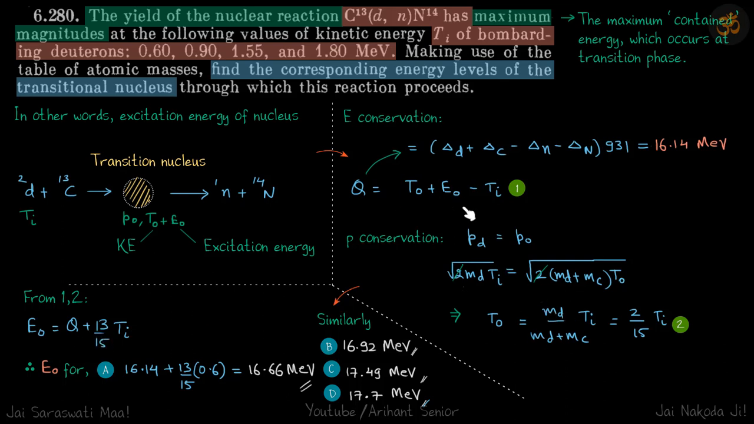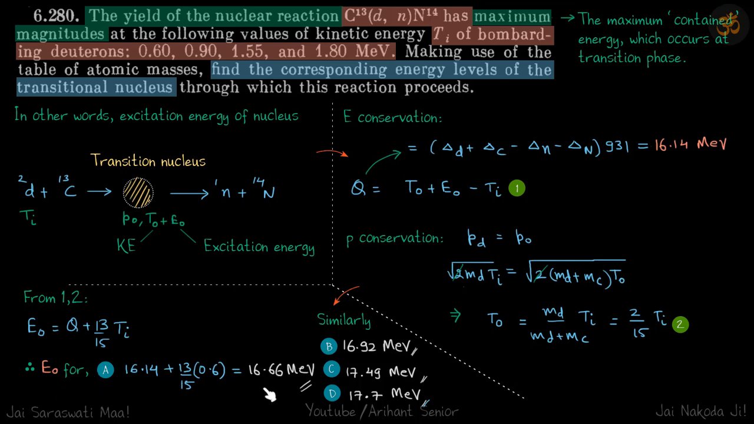Our only two variables here are T naught and E naught. If we just get rid of T naught, we'll get the value of E naught, which comes to be this. Now we know the Q value, which we can get from the excess mass, and we know Ti, which is given in the problem. Correspondingly, we will get this maximum transitional energy, or maximum energy of the nucleus, that comes to be this much.